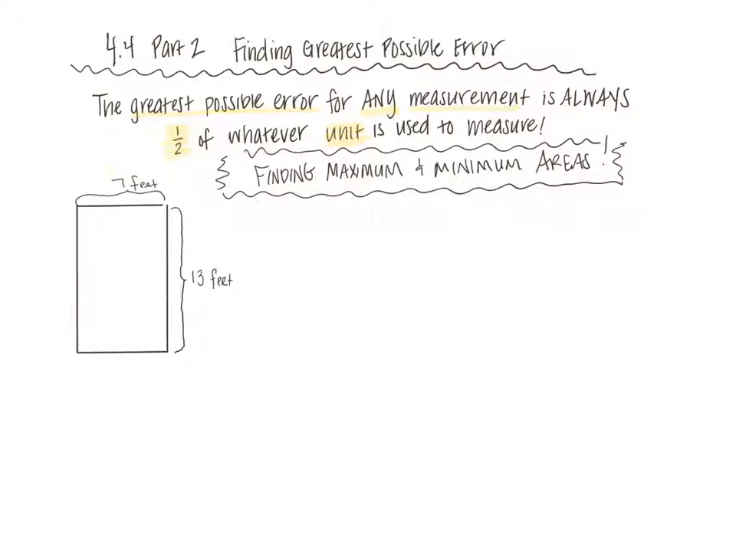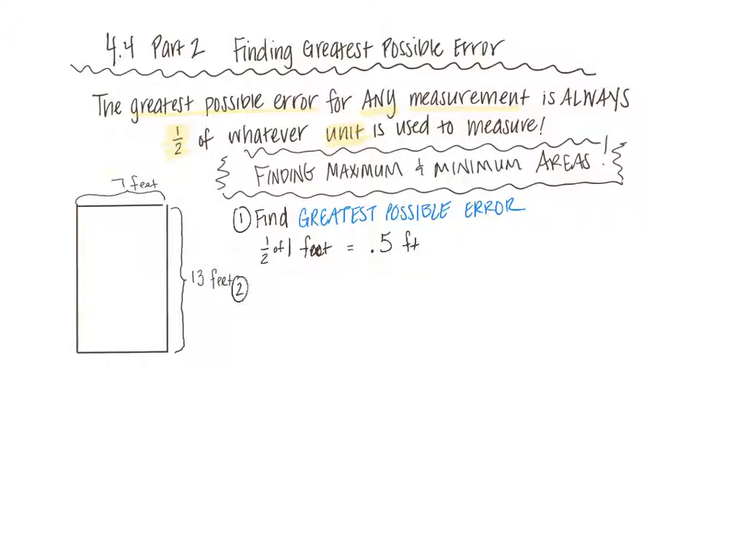So here's how this is going to work. There's a couple of steps. The first thing I want to do is find the greatest possible error. Make sure you're writing down these steps, by the way. So my greatest possible error when I'm looking at this room is going to be what? Well, my greatest possible error for any measurement is always half of whatever unit is used to measure. My unit is in feet, and to make things easy for us, it's in whole feet, not even in tenths of a foot. So I want to find what is 1/2 of 1 foot. Well, that's pretty easy. That's just 0.5 feet. Fortunately, that part was easy.